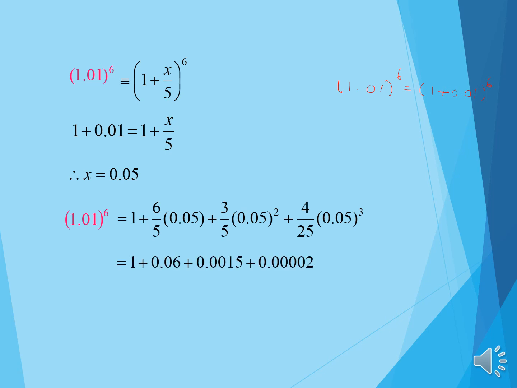To find 1.01^6 by using the expansion of (1 + x/5)^6, we know that 1.01^6 equals (1 + 0.01)^6. By comparing with (1 + x/5)^6, x equals 0.05. Substitute into the expansion, simplify, and the answer is 1.0615 correct to 4 decimal places.